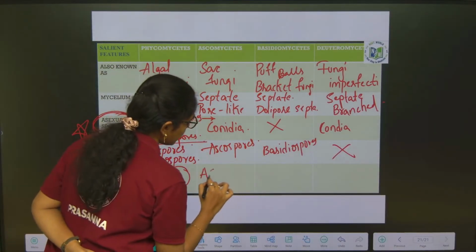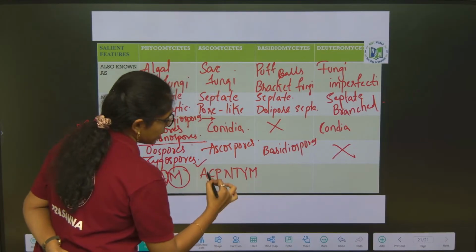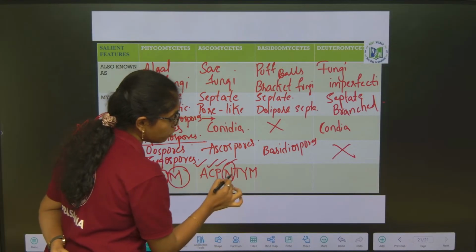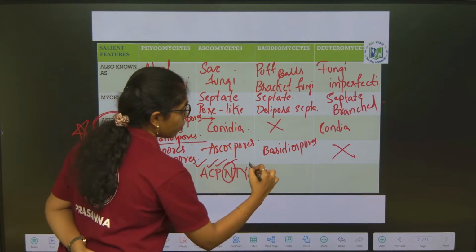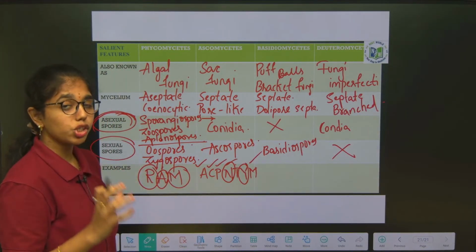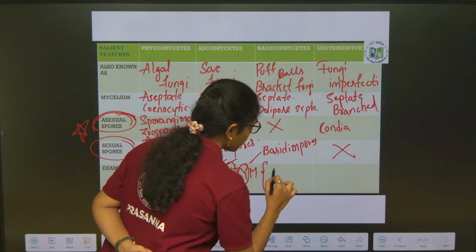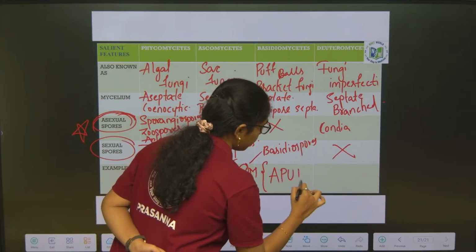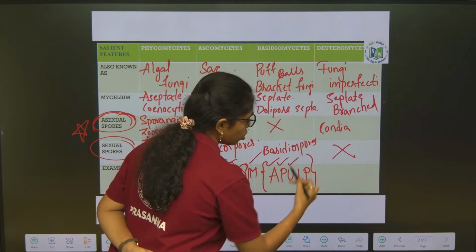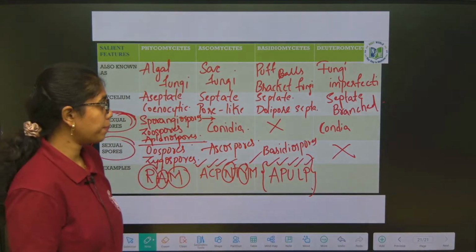Ascomycetes, ACP and team: Aspergillus, Claviceps, Penicillium, Neurospora, which is highly used in genetical work, and morels and truffles, and then yeast or Saccharomyces cerevisiae, which is unicellular fungi. Basidiomycetes I didn't give you previously, take it down, that is A PULP: Agaricus, Polyporus, Eustylago, Lycoperdon, Puccinia.